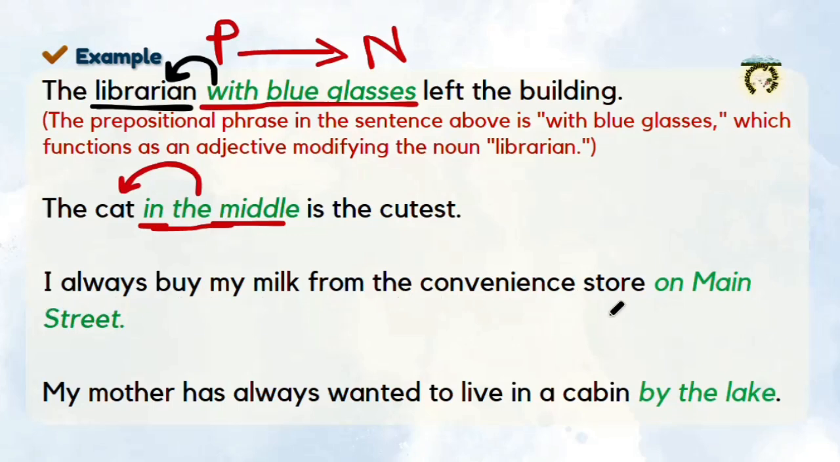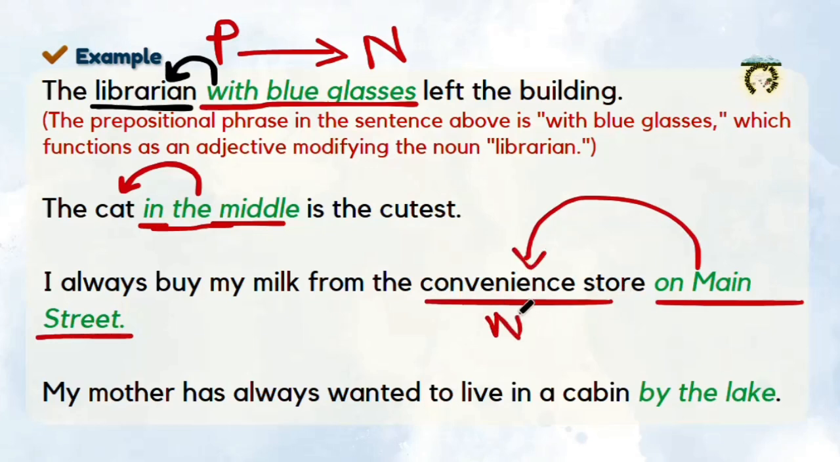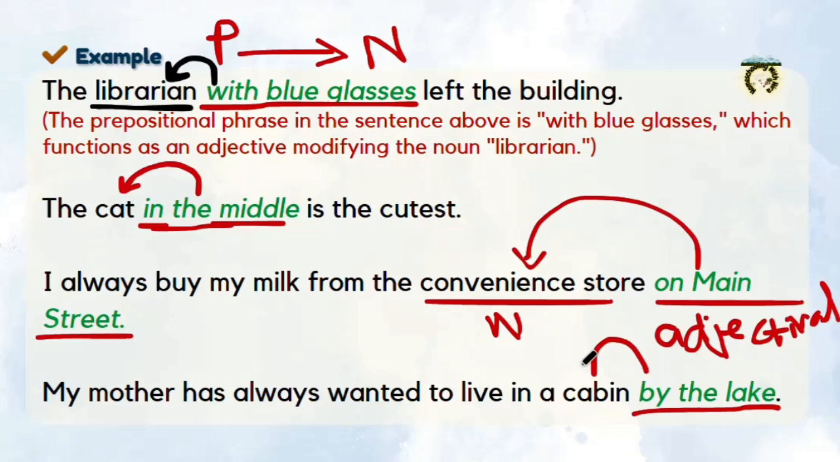I always buy milk from the convenience store on Main Street. On Main Street is our prepositional phrase, but it is giving us information about the convenience store, that is a noun. So this prepositional phrase is actually acting as an adjectival phrase. Anything that modifies a noun or pronoun is an adjective. So this is an adjective. My mother has always wanted to live in a cabin by the lake. By the lake is our prepositional phrase, and is it giving information about a noun? Yes, it's giving the information about a cabin.